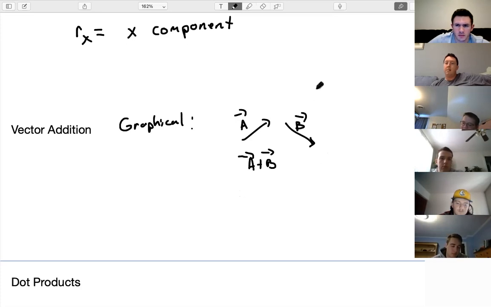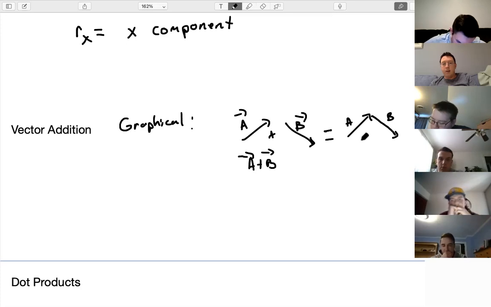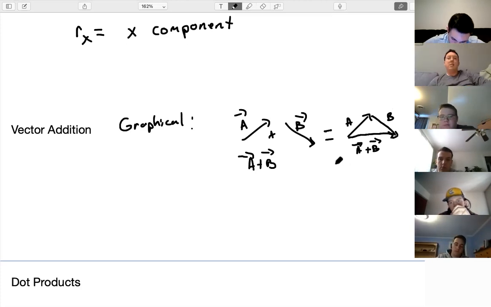Tip to tail? Tip to tail, right. So you draw A. Whoa, that's terrible. How can it be that bad? All right. So A plus B would be, you draw A, there, and then you glue the tail of B to the tip of A, and then the answer goes from the first tail to the last head, A plus B. Okay, that's how you do that.